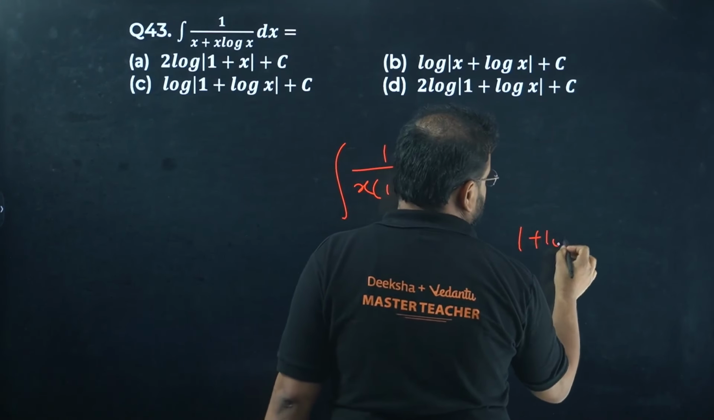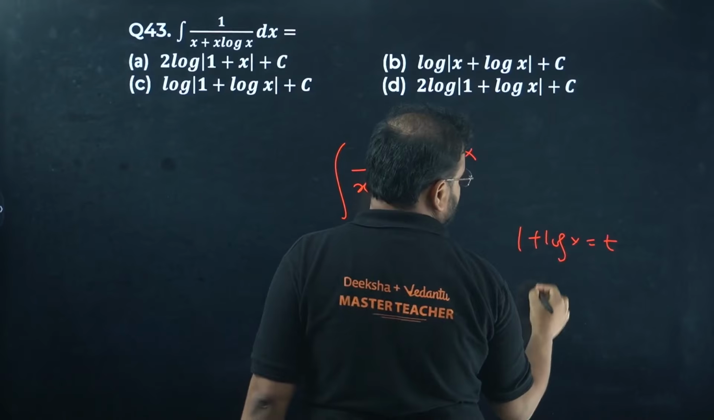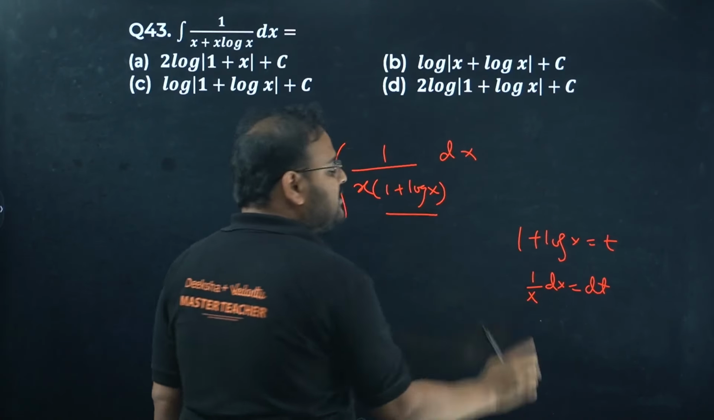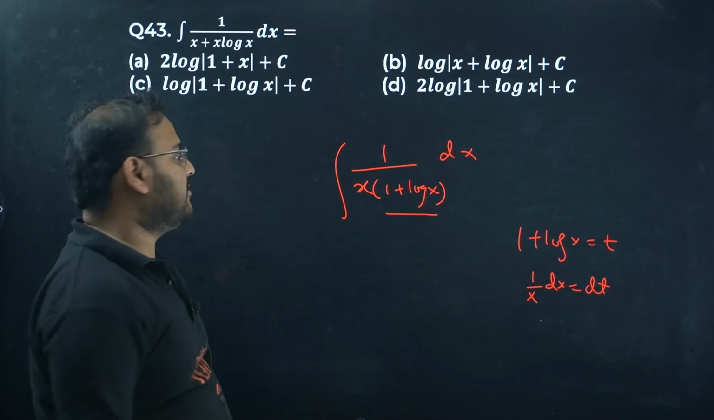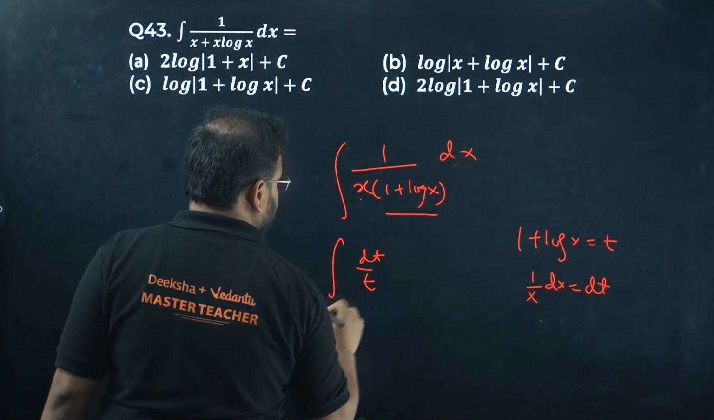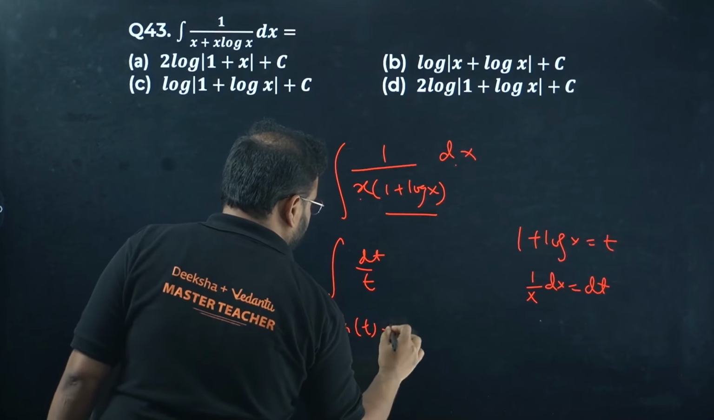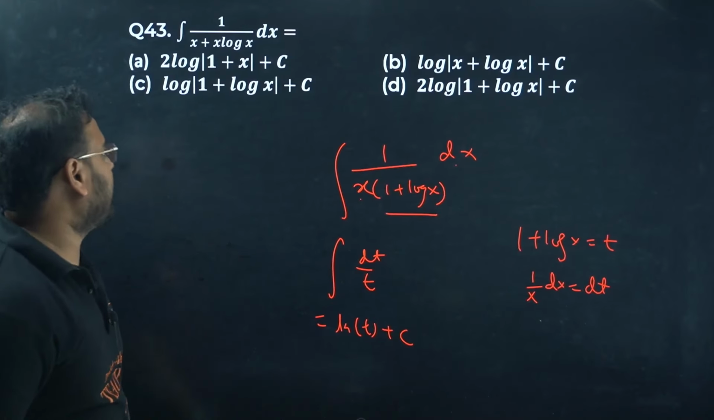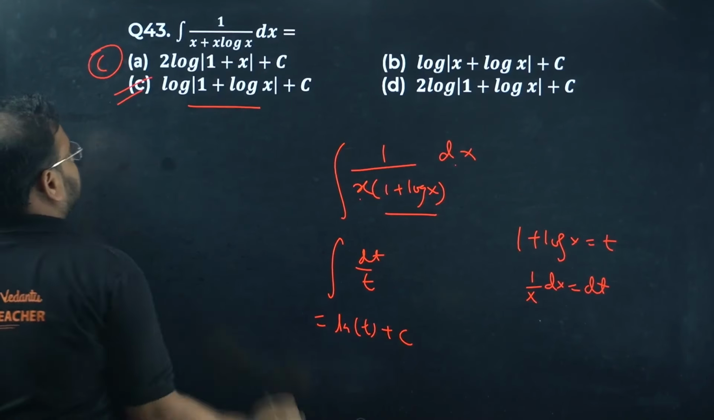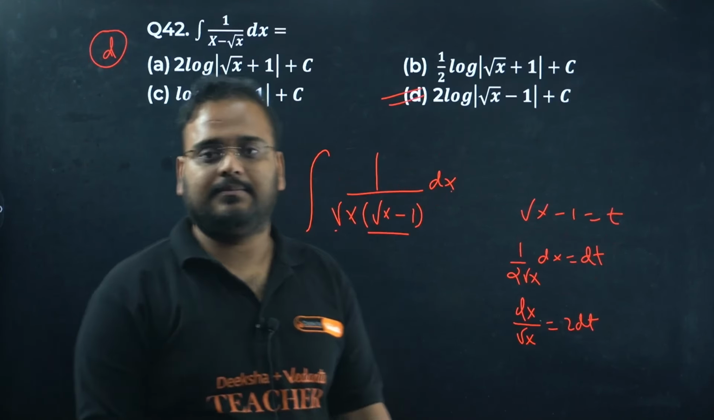Differentiate: 1 by x dx is dt. Because for 1 it will be 0, for log x it will be 1 by x, dx will come. 1 by x dx becomes dt, and this is t. Answer is coming as ln t plus c, which is log of 1 plus log x, plus c.